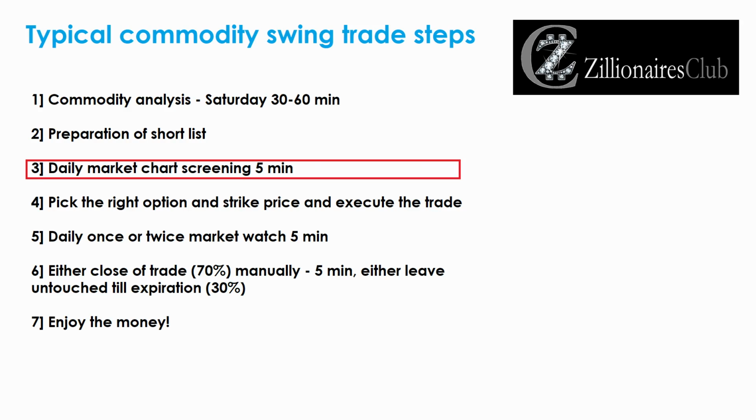So the second step on my list of activities for a swing trade of commodity is to create a short list. You can see here my example of that. And this is the short list I'm watching pretty much every day. And every day, this is step number 3 in my list.